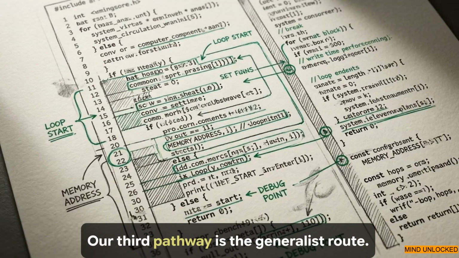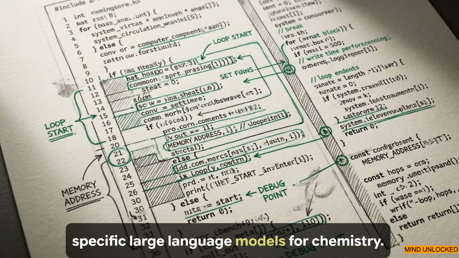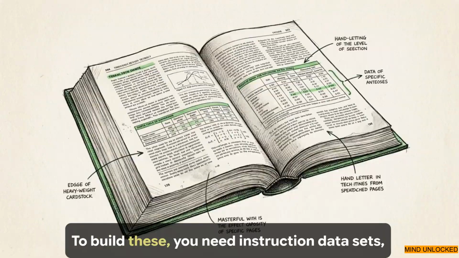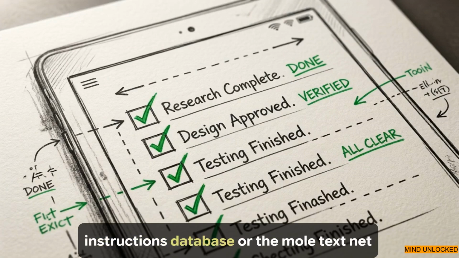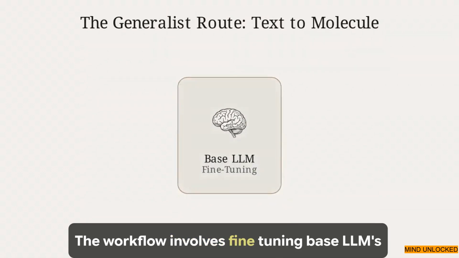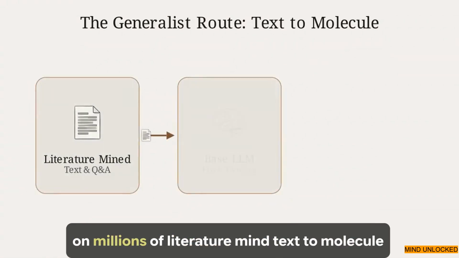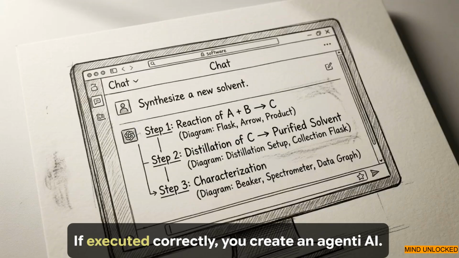Our third pathway is the generalist route. This is for the AI engineers developing domain-specific large language models for chemistry. To build these, you need instruction datasets, collections like the ChemDFM, the MAT instructions database, or the MUL-TextNet repository. The workflow involves fine-tuning base LLMs on millions of literature-mined text-to-molecule pairs, alongside curated Q&A datasets. If executed correctly, you create an agentic AI.